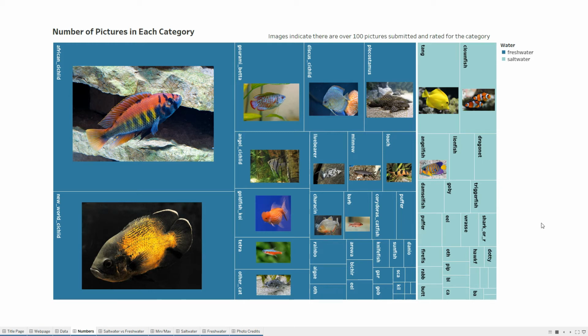Overall, it is clear to see that there are many more freshwater fish pictures submitted than saltwater fish. One possible reason for this could be that more people keep freshwater tanks than saltwater tanks. If I were to expand on this project, that would be one question I would be interested in exploring further.